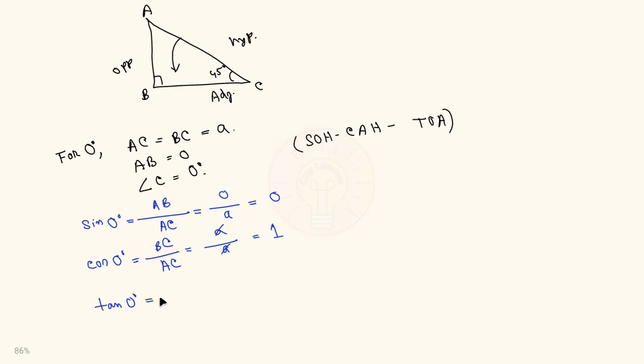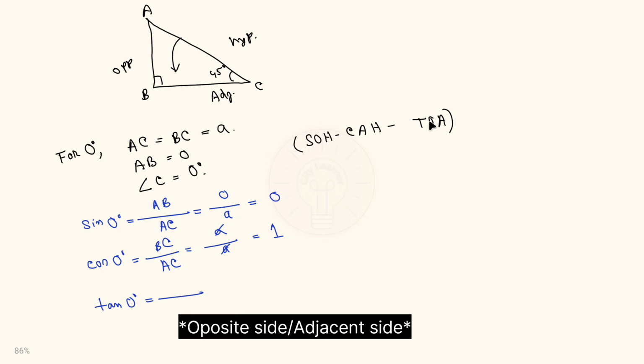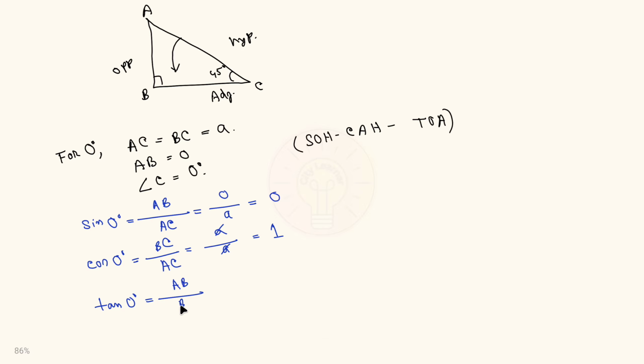Tan 0 degree is equal to opposite side by adjacent side. Opposite side is AB, adjacent side is BC. So now 0 by A, it will become 0.